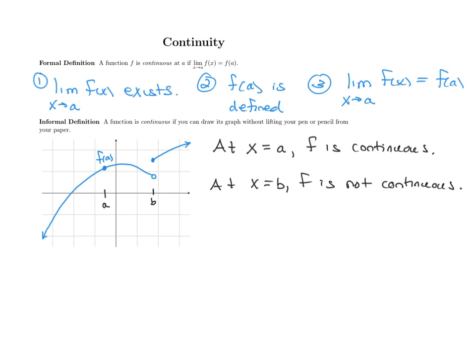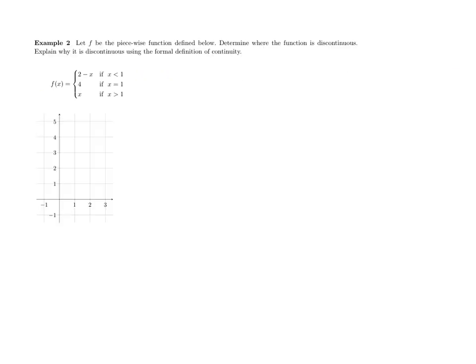Let's check this out in an example. In example 2, we have a function f, and it's a piecewise defined function. I'd like to determine where it is discontinuous and explain why using the formal definition of continuity. So first of all, I'm noticing that a change is occurring at x is equal to 1. If you see a piecewise defined function and you're looking for discontinuities, a value over here is a good spot to look at. That being said, let's sketch this thing.